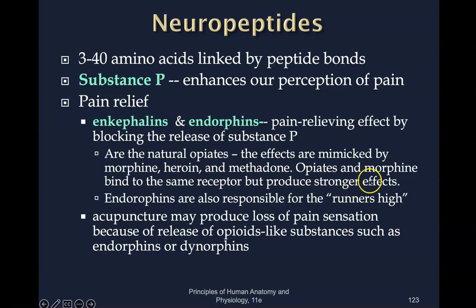Opiates and morphine are a little bit different than your natural enkephalins and endorphins because they bind to that receptor, but they end up producing a stronger effect than these two do in terms of blocking that substance P.